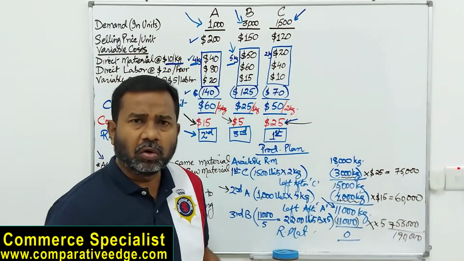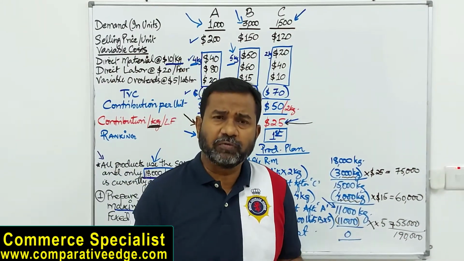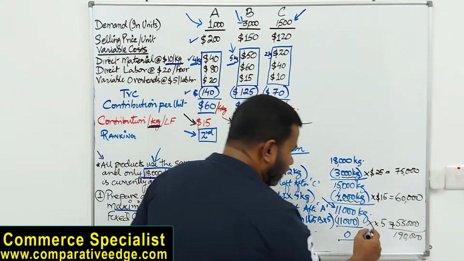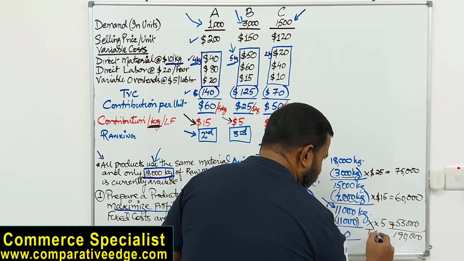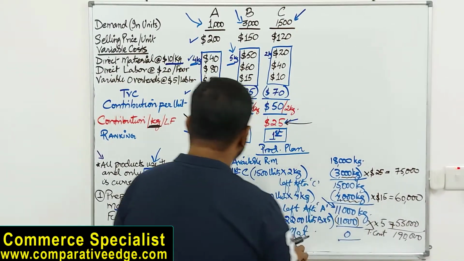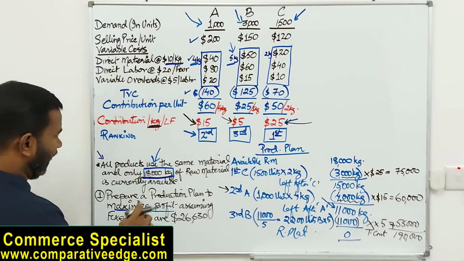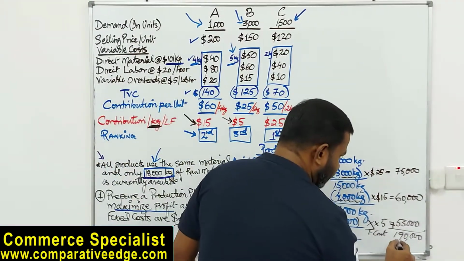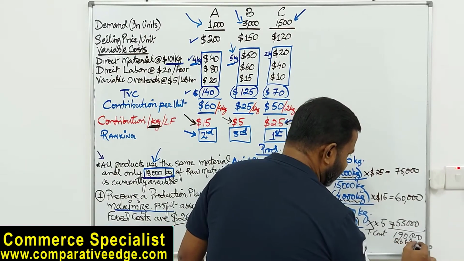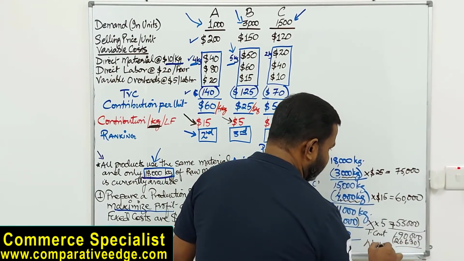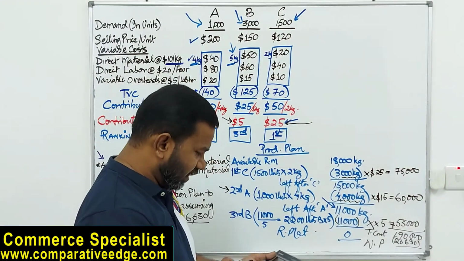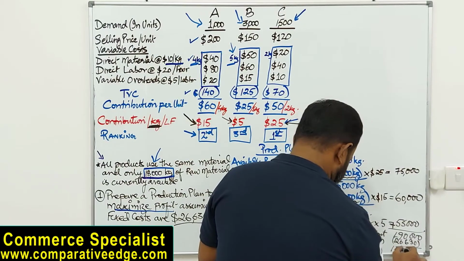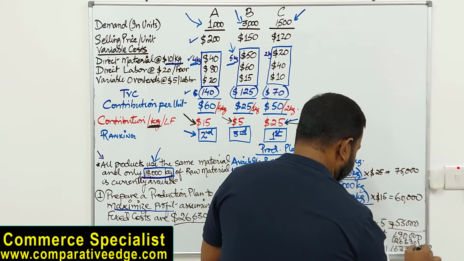And by now you know the shortcut for calculating profit is total contribution minus fixed cost. So if this is my total contribution, I am writing here total contribution. Fixed cost is given in the question here as 26,630. So if I subtract 26,630, the remaining is my net profit. So 190,000 minus 26,630 gives me 163,370.